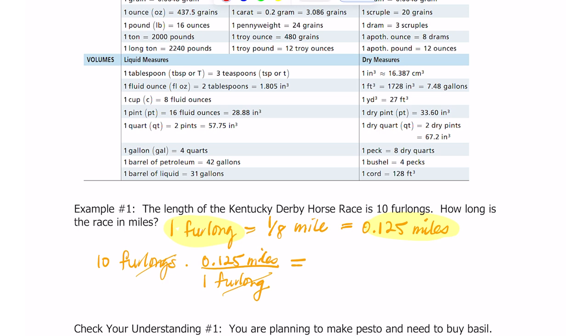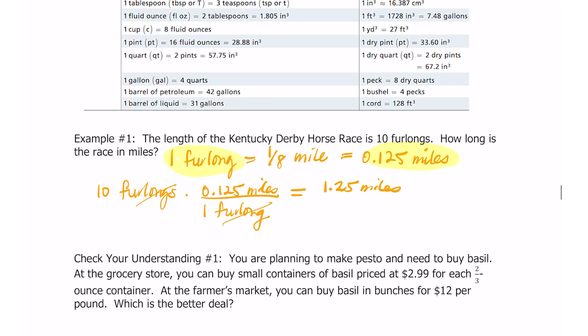So you would just multiply 10 times 0.125, which anytime you multiply by 10, it really just moves the decimal one place to the right. So it's just going to be 1.25 miles. So that's how long the Kentucky Derby race is in miles. Because furlongs is not something that we typically use a lot, so miles is a little bit more comprehensible.